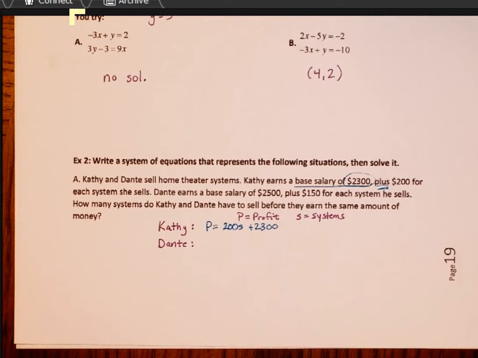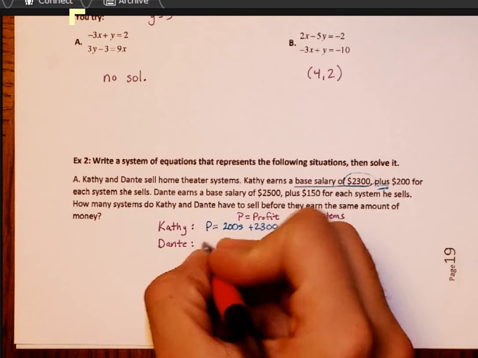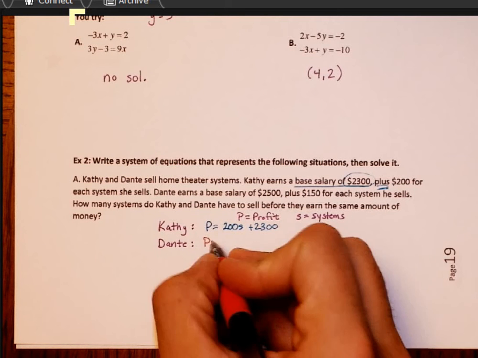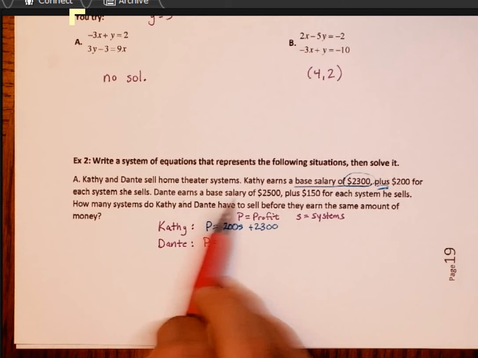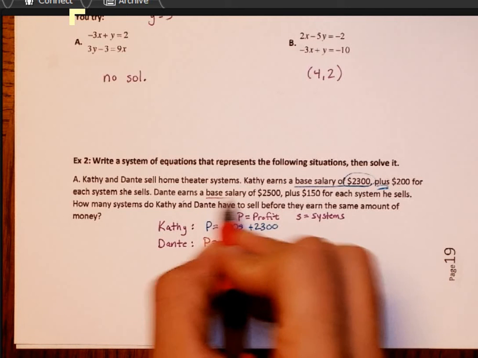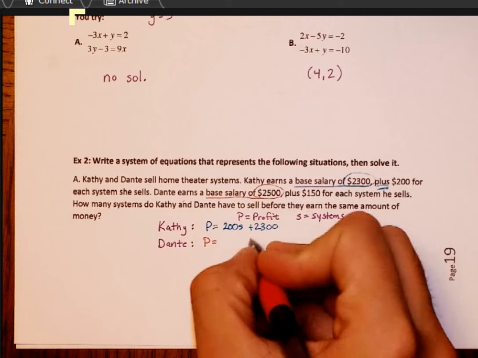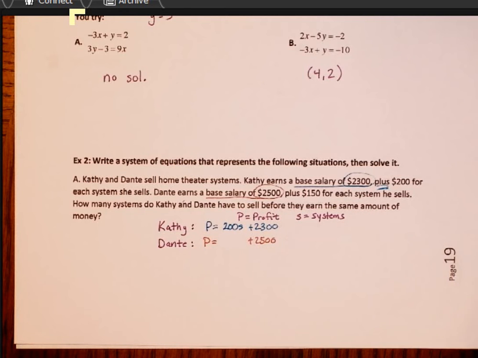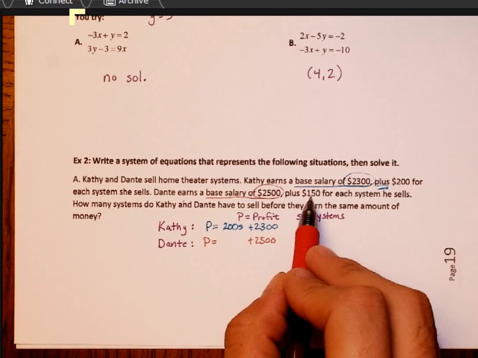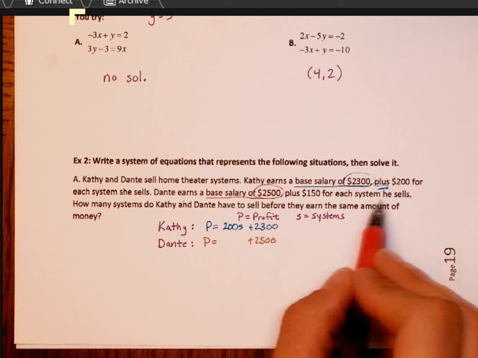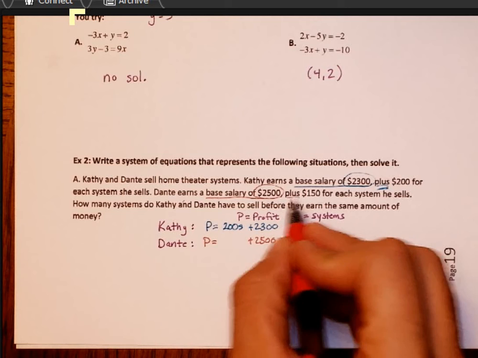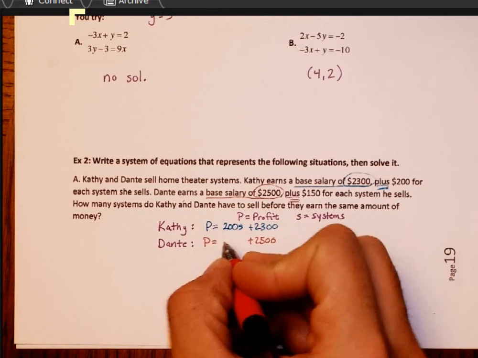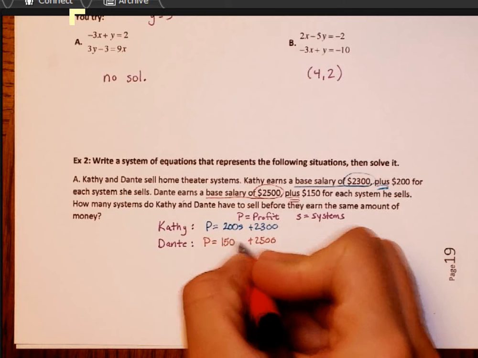Now for Dante, he's going to make a profit as well. So P still applies to his equation. And it says that he earns a base salary of $2,500. So he actually earns more than Kathy does. However, he earns an additional $150 for each system that he sells. So he earns a little bit less for each system, but his base salary is more. So that would be $150 per system.